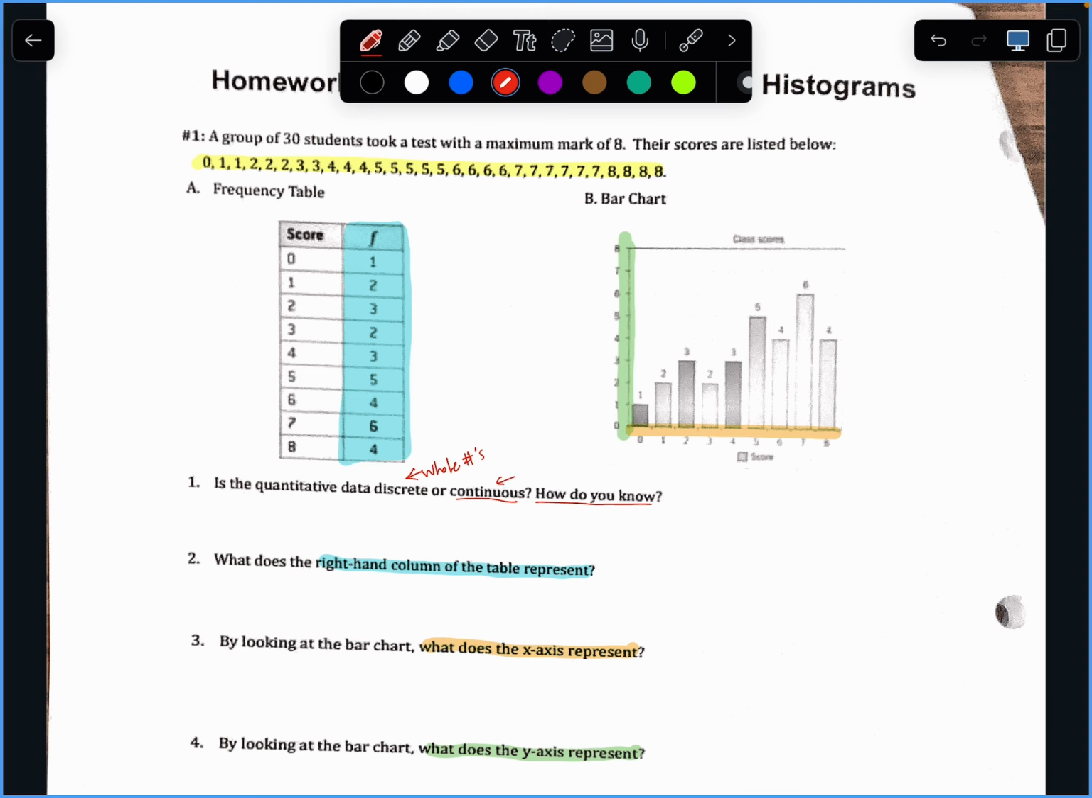Continuous, like a continuous number line, it goes on forever. That is including decimals. Okay, so what is this? Well, yeah, they're all whole numbers. So this is what? Discrete. And then make sure you write it in a complete sentence.